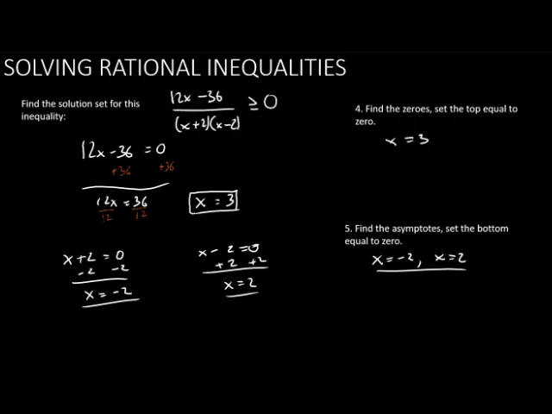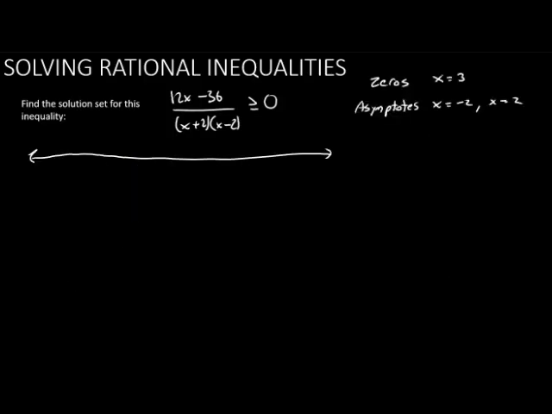Now that we have our asymptotes and zeros, we'll place everything on a number line. Let's mark the places on the number line where we find zeros and asymptotes. Our 0 is at positive 3, and our asymptotes are at negative 2 and positive 2.